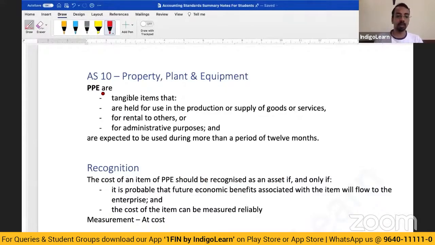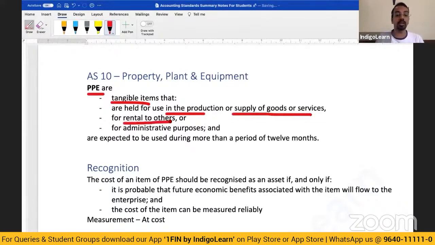Okay. What are PPE? PPE are tangible items. Intangible items are covered by accounting standard 26, right? Which are held for use in the production or supply of goods or services. Remember the computer example? If you are using it for the production or supply of services, then it will be considered as a property, plant and equipment.